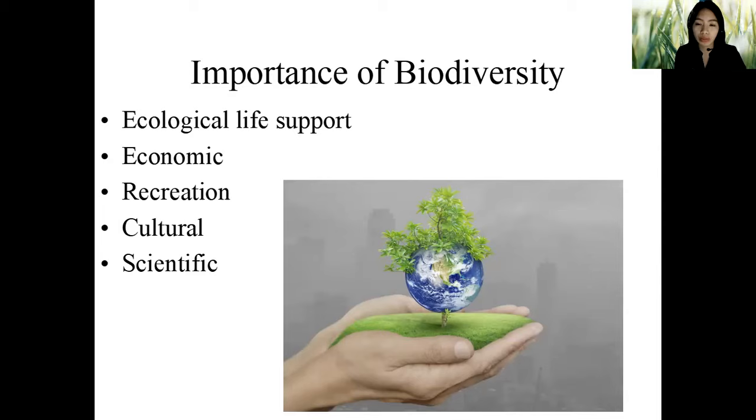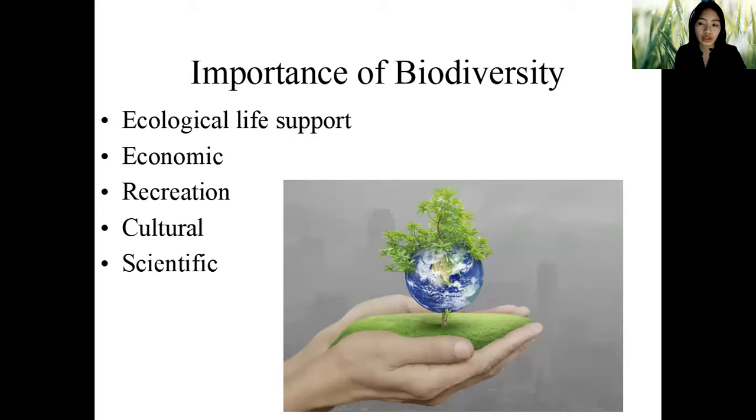Di ba? Like for example, in Coron, Palawan, kilala to, not just in the Philippines but all over the world. Coron has ang daming biodiversity, ang daming ecosystem like lakes, beaches, falls, and other ecosystems. So tourists visit Coron because of the diversity. So it increases the economy, right?